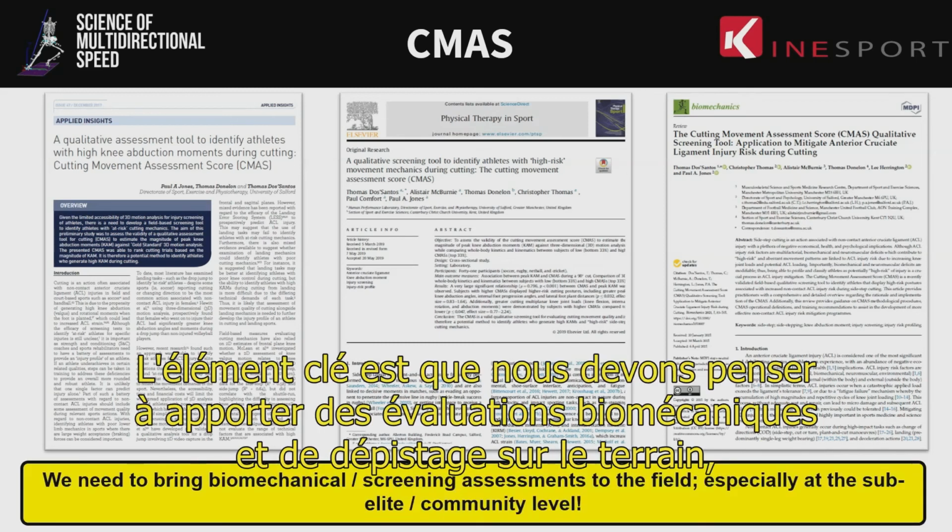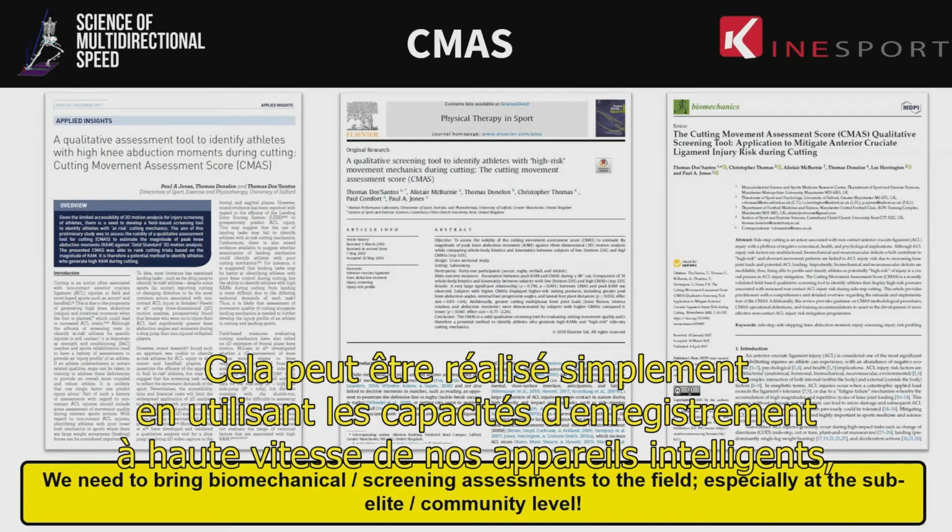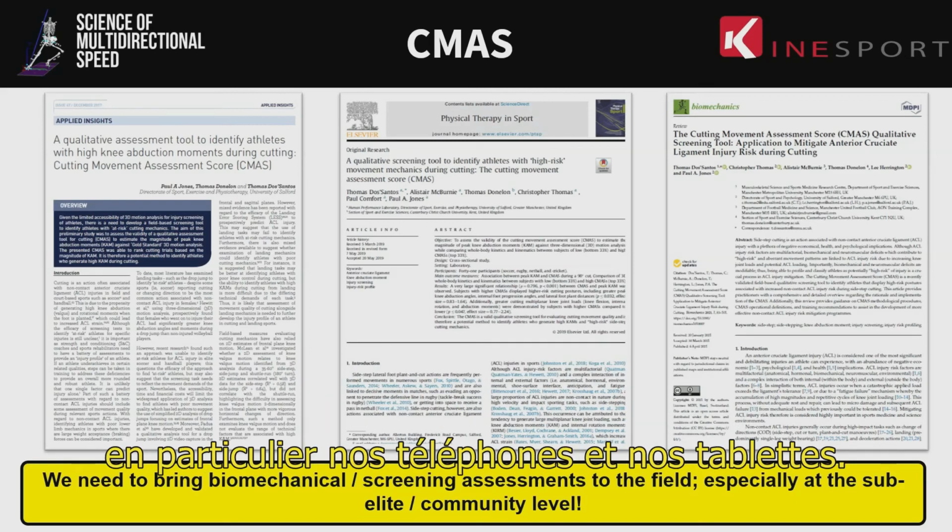The key thing is we need to be thinking about bringing biomechanical and screening assessments to the field. This is particularly important at the sub-elite and community level. But this can be simply done using the high-speed recording capabilities of our smart devices, particularly our smartphones and our tablets.